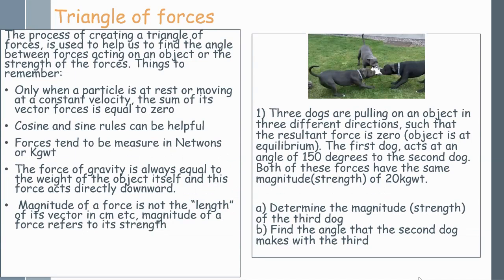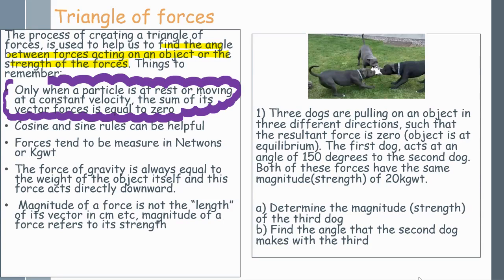The process of creating a triangle of forces is used to help us find the angle between forces acting on an object. Or it can also be used to find the strength of these forces. There are a few things we need to remember. When a particle is at rest or moving only at a constant velocity, the sum of its forces, or its vector forces, is equal to 0 only in this case.